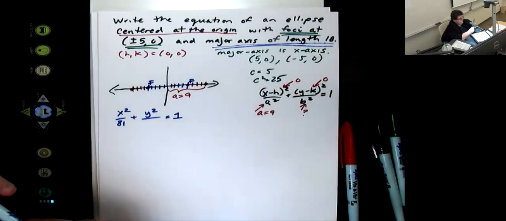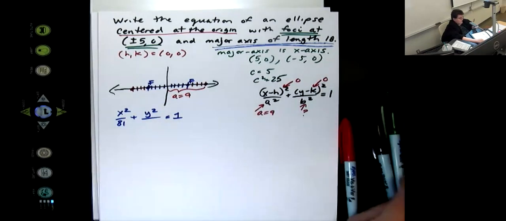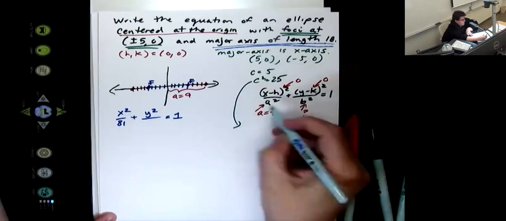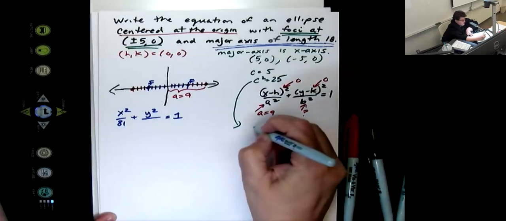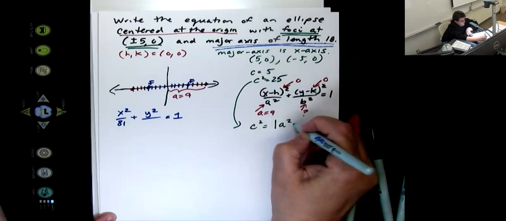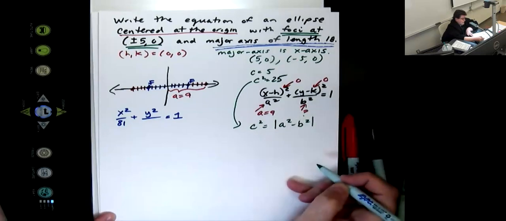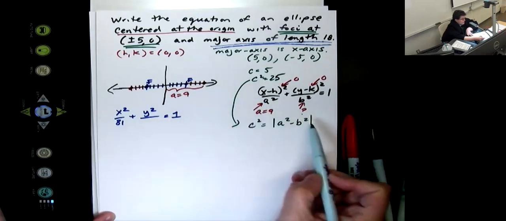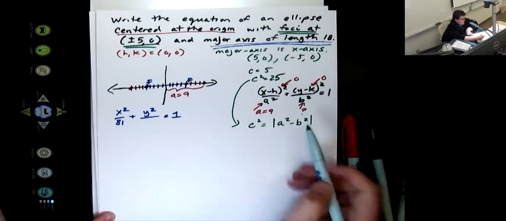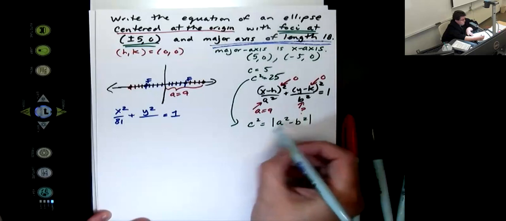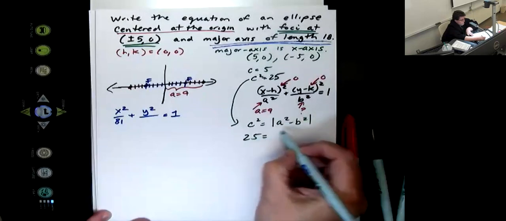So we use the equation for the foci. We can use the C. What's the equation for the foci? C squared equals the absolute value of A squared minus B squared. Good. A is the major axis, so we know A is bigger than B, right? So A squared is going to be bigger than B squared, so we don't really need the absolute values at this point. We know A is bigger than B.